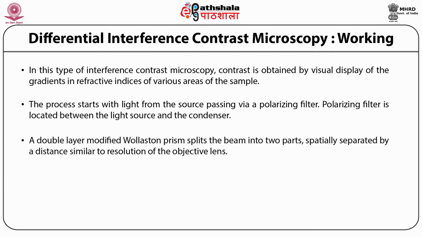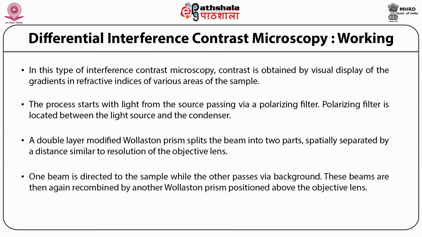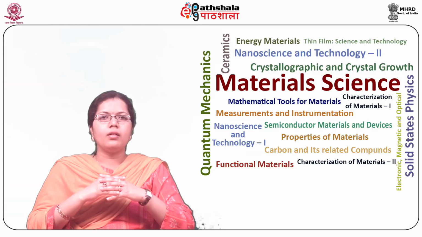A double-layered modified Wollaston prism splits the beam into two parts, spatially separated by a distance similar to the resolution of the objective lens. One beam is directed to the sample while the other passes via the background. These beams are then recombined by another Wollaston prism positioned above the objective lens.